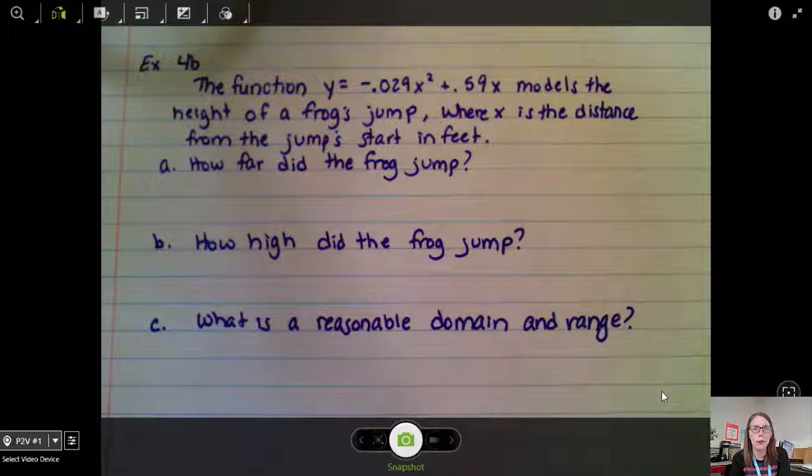Another example of a word problem here. This function, y equals negative 0.029x squared plus 0.59x, models the height of a frog's jump, where x is the distance from the jump start in feet.